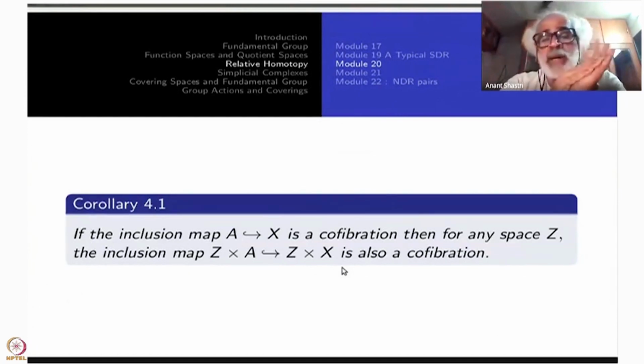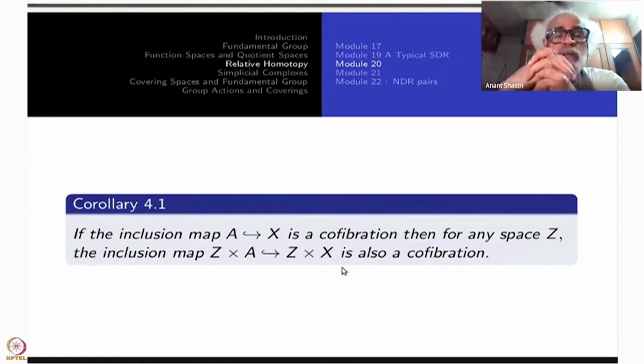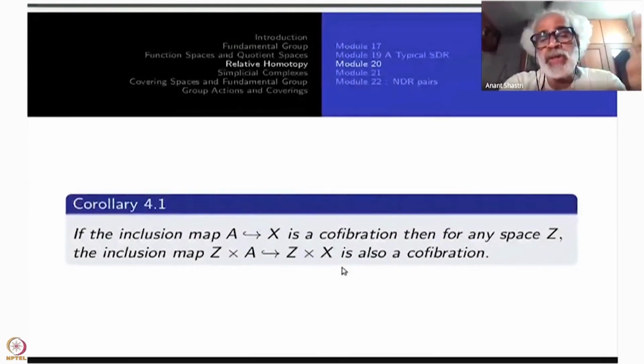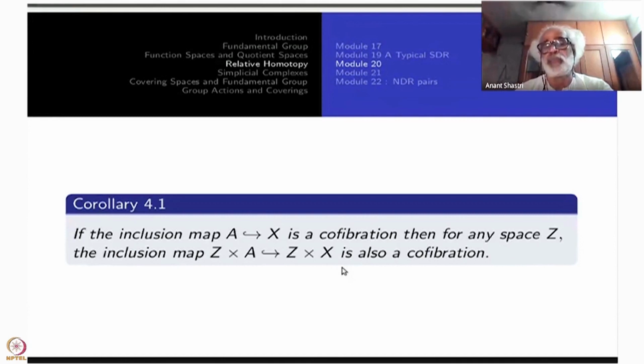If the inclusion map is a cofibration, then for any space Z, the inclusion map Z cross A to Z cross X is also a cofibration. So Z cross A to Z cross X, what is the map? It is the inclusion map again, because A to X is an inclusion map. Here in this corollary I have assumed that A is a closed subspace, because to apply that theorem you need a closed subspace.